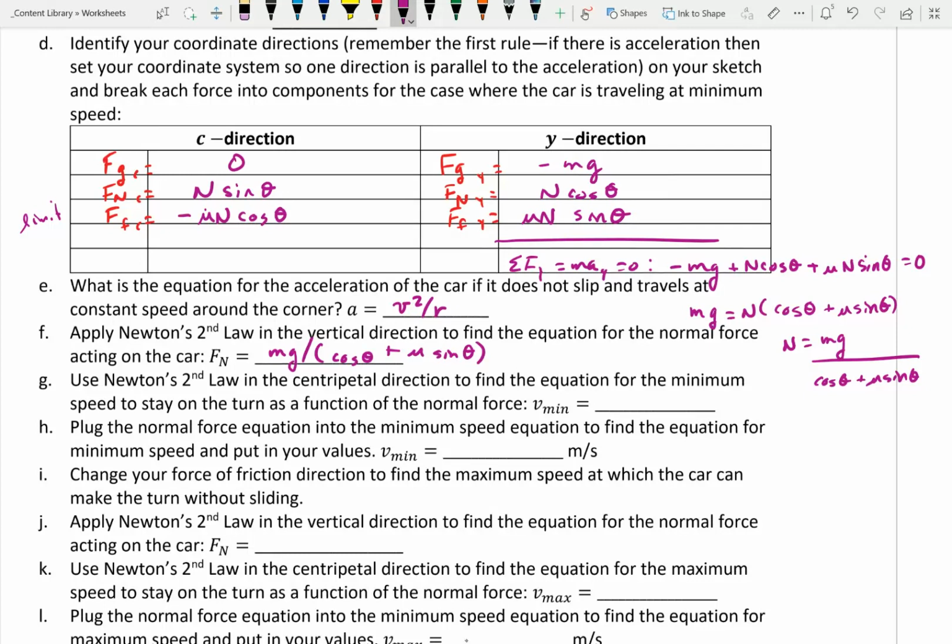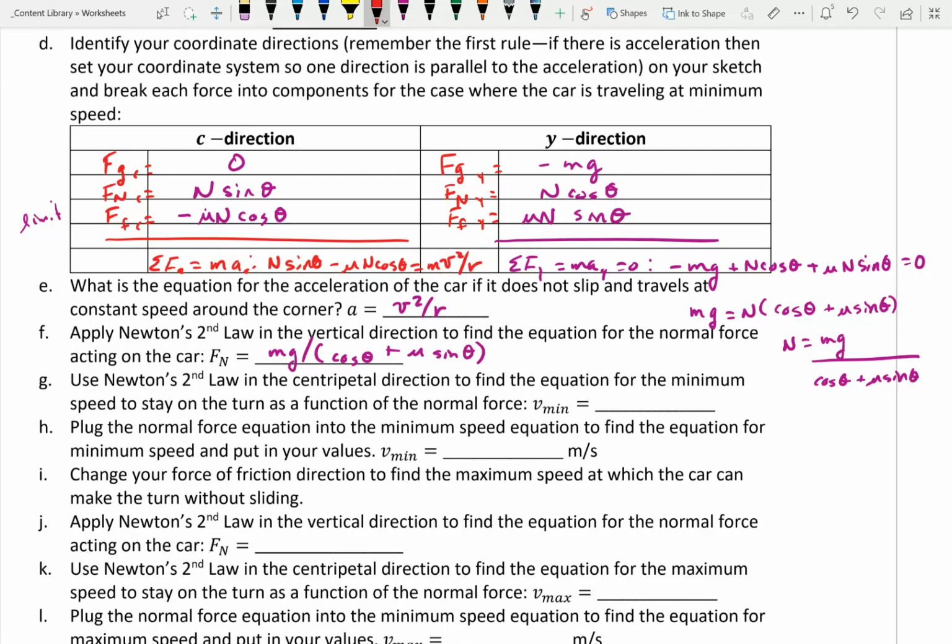Now use Newton's second law in the centripetal direction to find the equation for the minimum speed to stay on the turn. As minimum speed, remember I drew my direction as if it was stopped, so minimum speed is going to have the force of friction in the same direction. And so using the central direction, I have some of the forces in the central direction. It's ma, which gives me, adding those up, n sine theta minus mu n cosine theta equals mv squared over r.